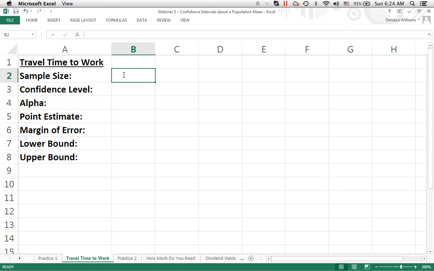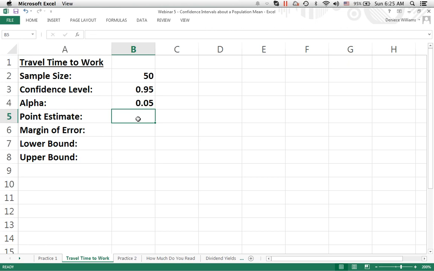Okay, now based on this problem, my sample size was 50. My confidence level was 95%. This is what's given to me in the problem. I'm asked to calculate a 95% confidence interval. Now, because this is 95%, I'm writing it as a decimal, and to find my alpha, I take 1 minus this number. And so this is my alpha that I'm going to use in my formula.